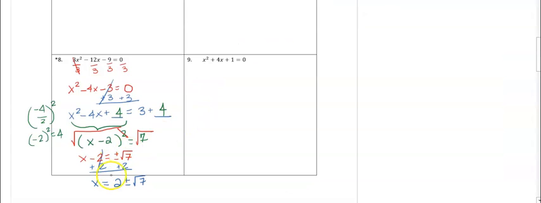It's kind of a little bit of an ugly answer, 2 plus or minus the square root of 7, but that's okay. It's still a number. That's exactly all that is. 2 plus the square root of 7 is a number, and 2 minus the square root of 7 is another number. It's just a decimal. So that's how you do completing the square.